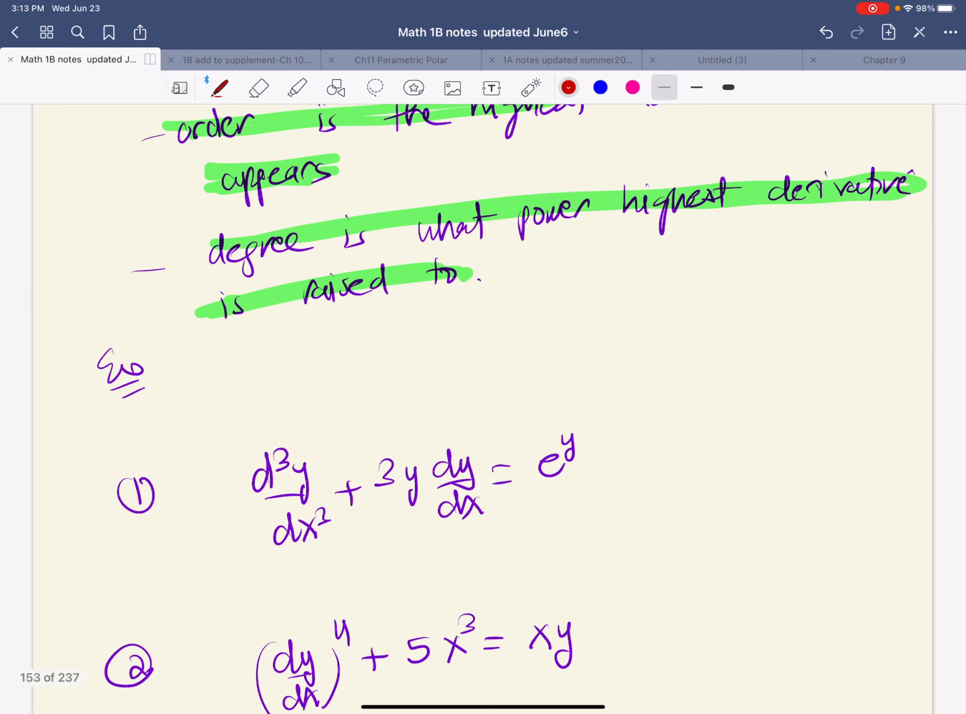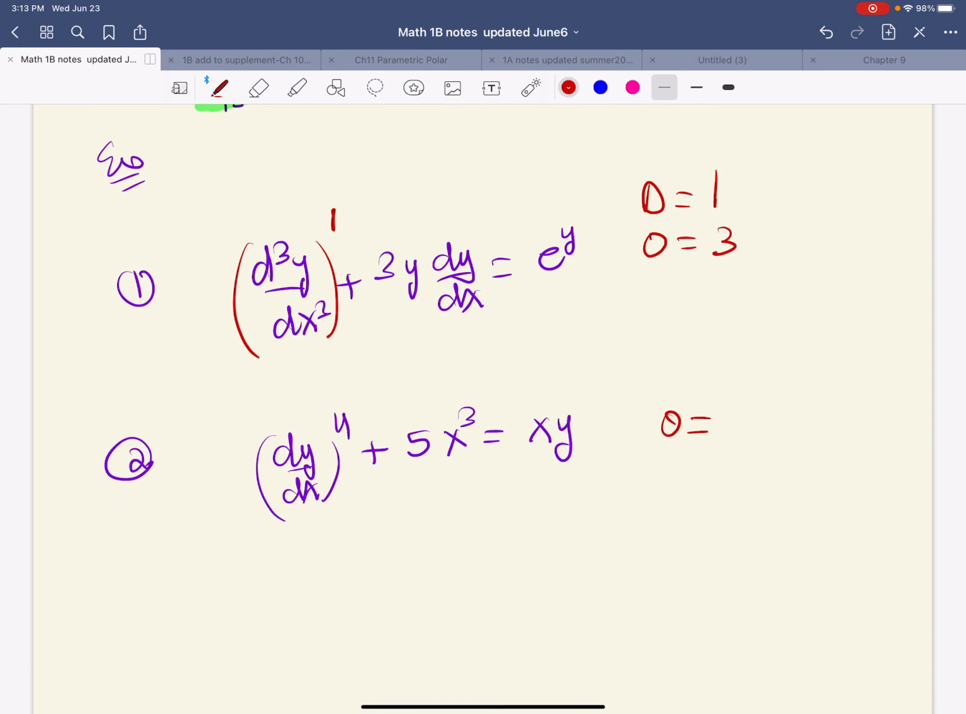So here are two examples. Number one, what's the degree and what's the order? Let's first talk about the order. What is the highest derivative that appears over here? The derivative is third, so that's going to be the third order. And what power is that derivative raised to? It is raised to the power 1, so the degree will be 1. Next, what is the order and what is the degree? The highest derivative that appears here is dy dx. That's the first derivative, so that would be the order. And the degree in this case is the exponent that highest derivative is raised to. That would be 4.